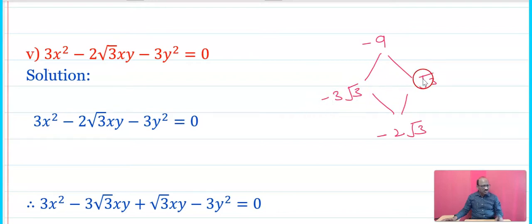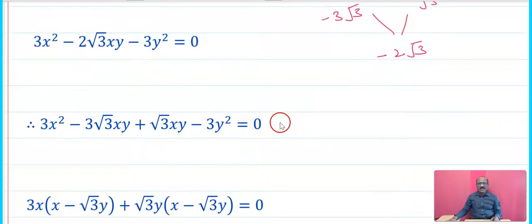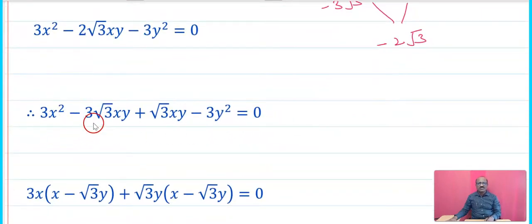The sum of these two terms, −3√3 plus √3, is −2√3, and the product of these two, −3√3 into √3: √3 into √3 is 3, 3 into 3 is 9, which is −9. And hence that is 3x² − 3√3xy + √3xy − 3y² = 0.